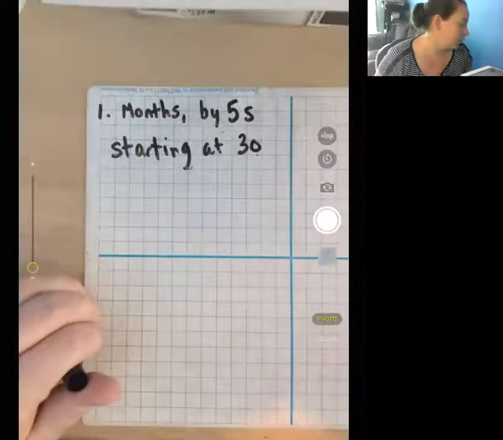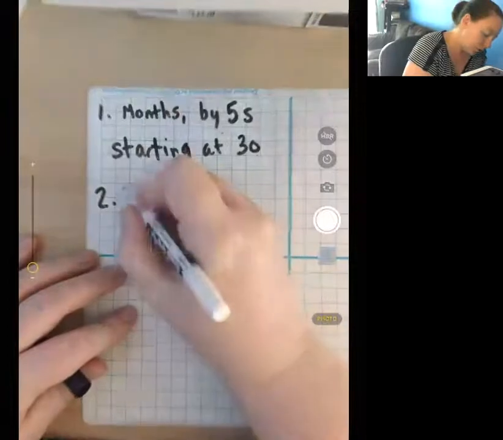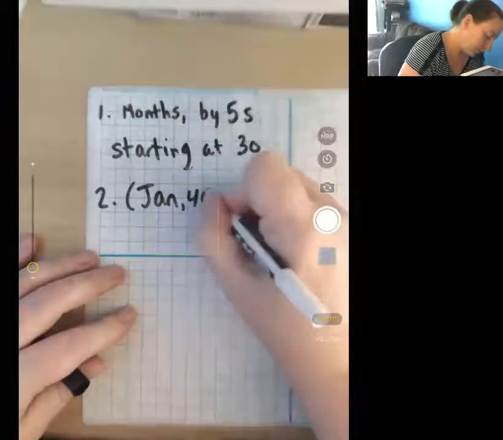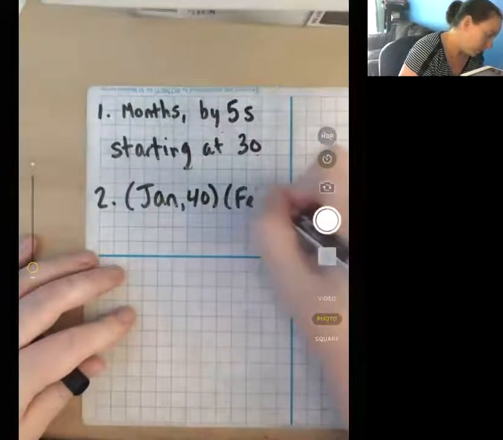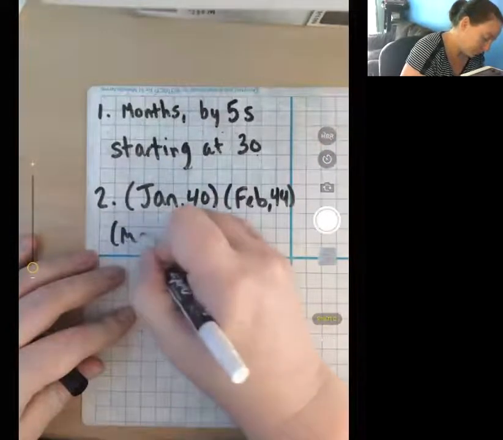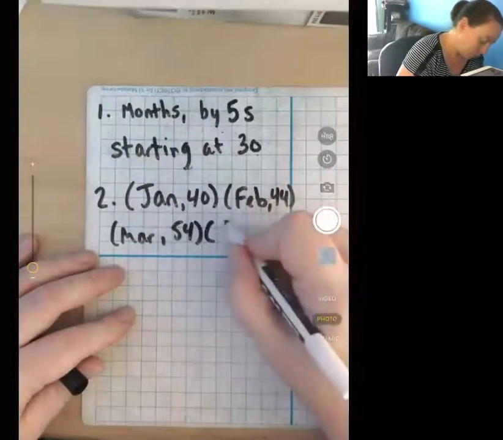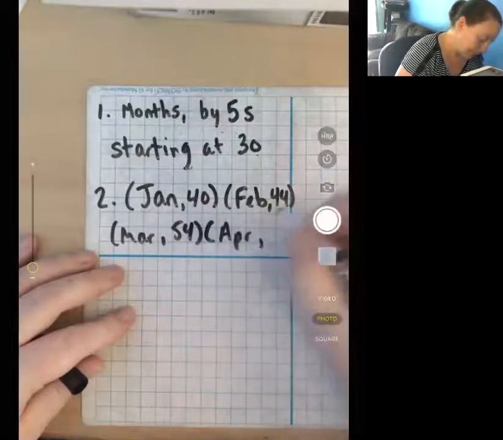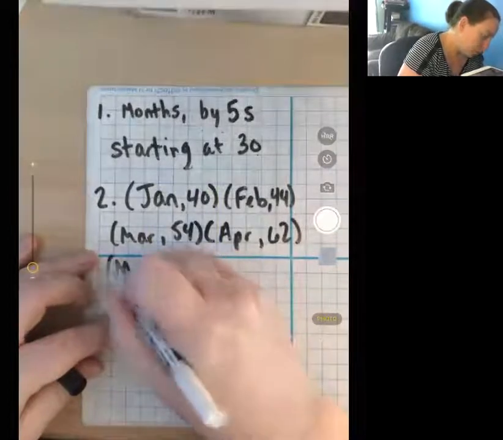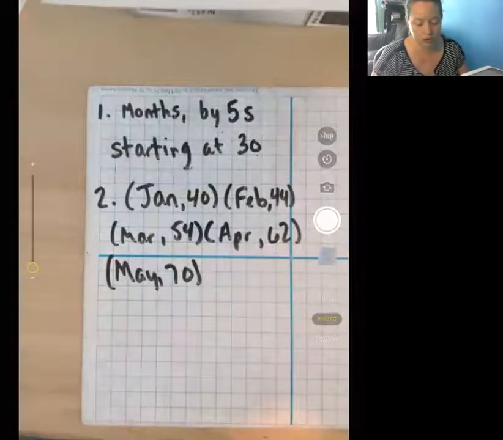Okay, number 2, write the related pairs. So we have January was at 40 degrees. February was at 44 degrees. March was at 54 degrees. April was at 62 degrees. And May was at 70 degrees. I am literally just going off what is on the chart.